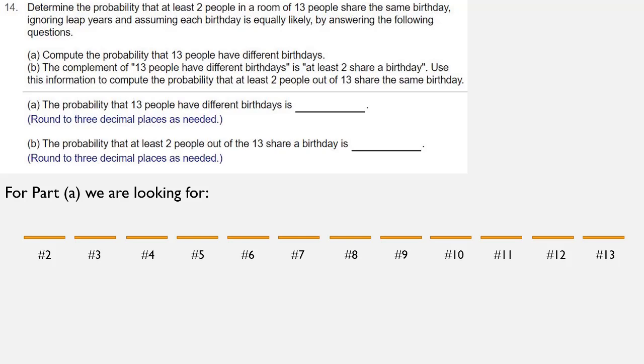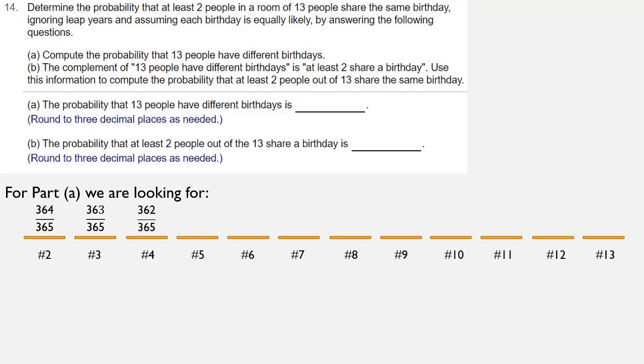So when we look at the second person, the probability that their birthday is different than the first person is 364 out of 365. When we move to the third person, now we want to know what's the probability that their birthday is different than the first 2. And that's going to be 363 out of 365. Then we move to the fourth person, and we want to know what's the probability that their birthday is different than the first 3. So we've already had 3 birthdays taken up, which means there's only 362 left out of 365. And we continue in this fashion.